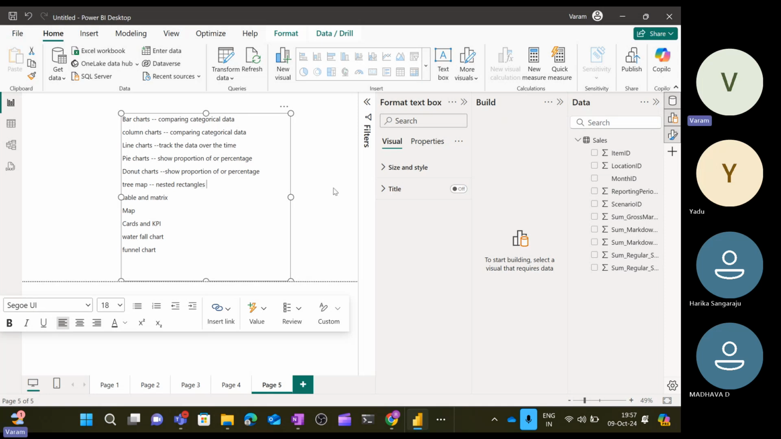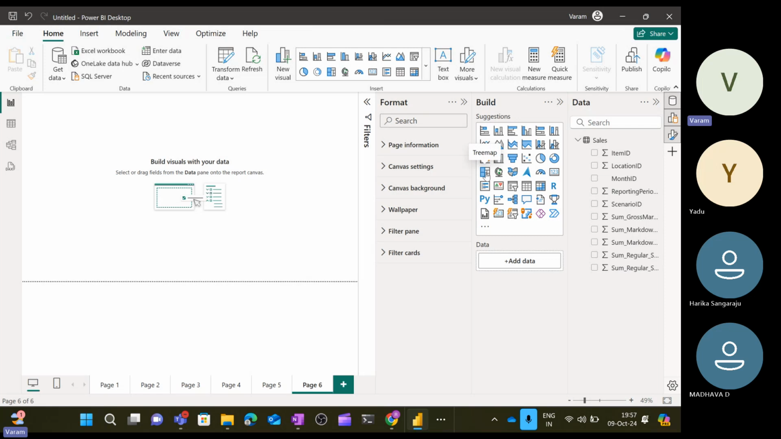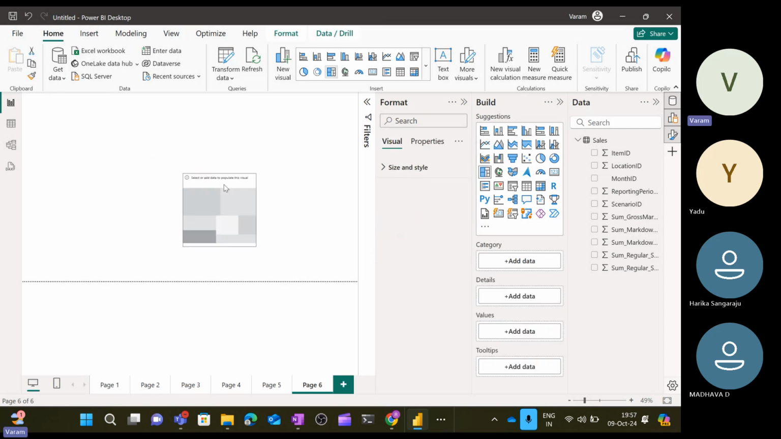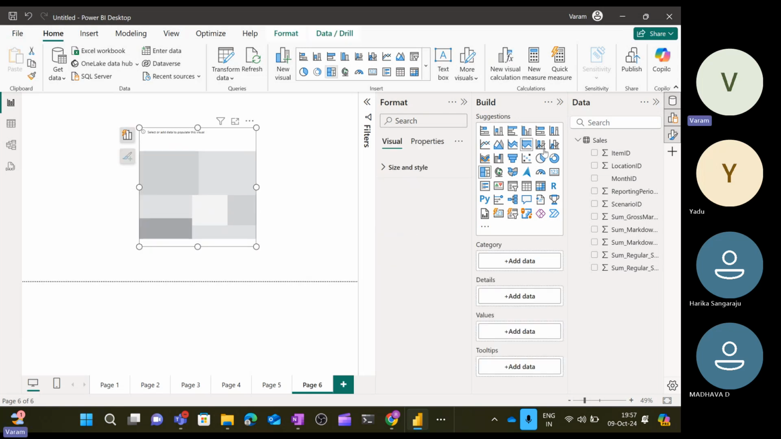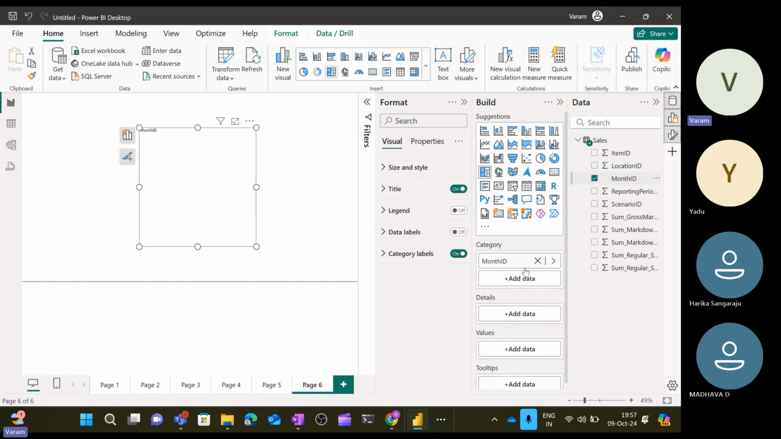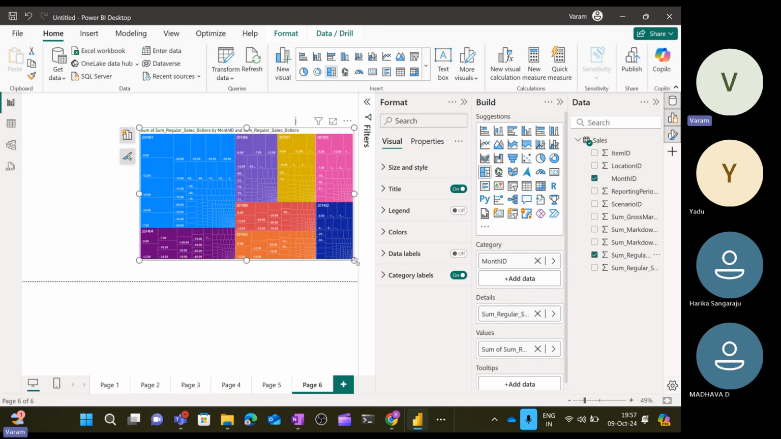Okay, let me show this to you. Nested rectangles are in the stems. I have this one, and for each month I'm giving the category as my month and the sum of the regular amount in my details, and the sum of this in my value. Look at this, guys. This is each proportionate value. It comes in a similar way.